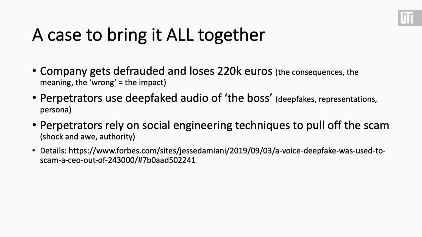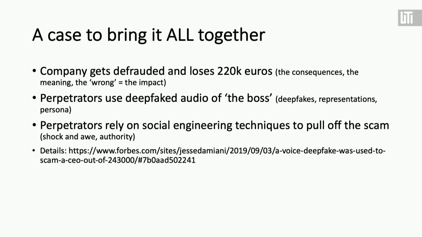Now, perpetrators used deepfaked audio of the big boss in order to get a CEO to make a transaction. So here we see the use of deepfakes, right? Synthesized audio that mimics the voice of the big boss. This is a representation then of the persona of the big boss.